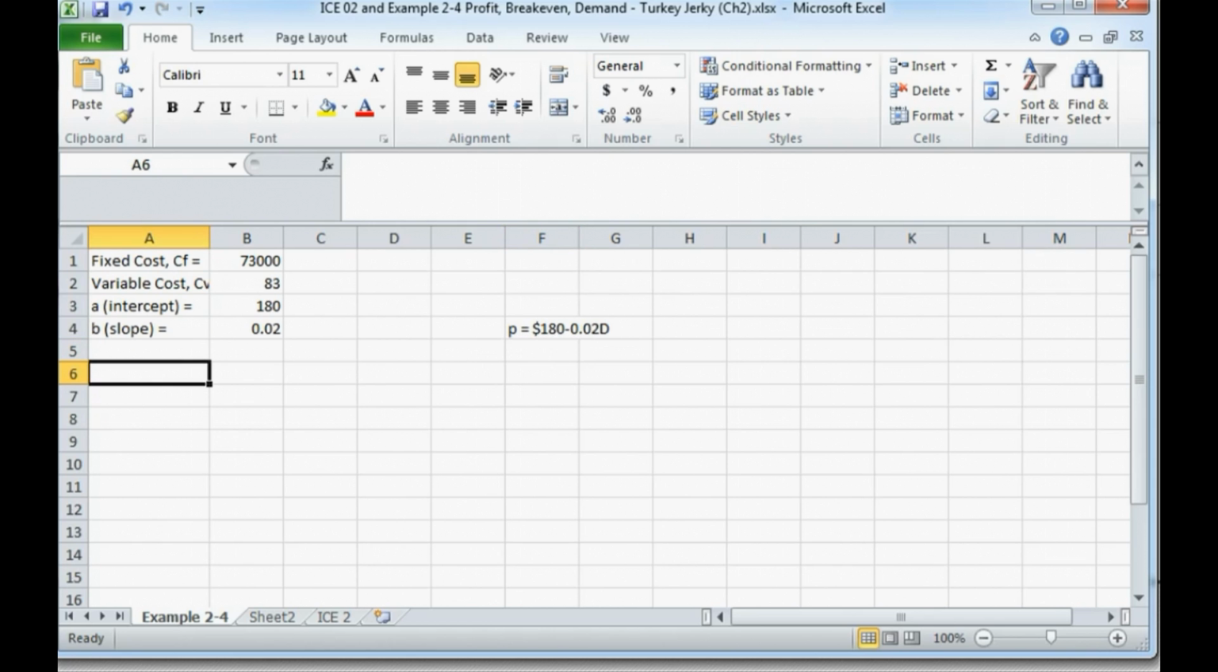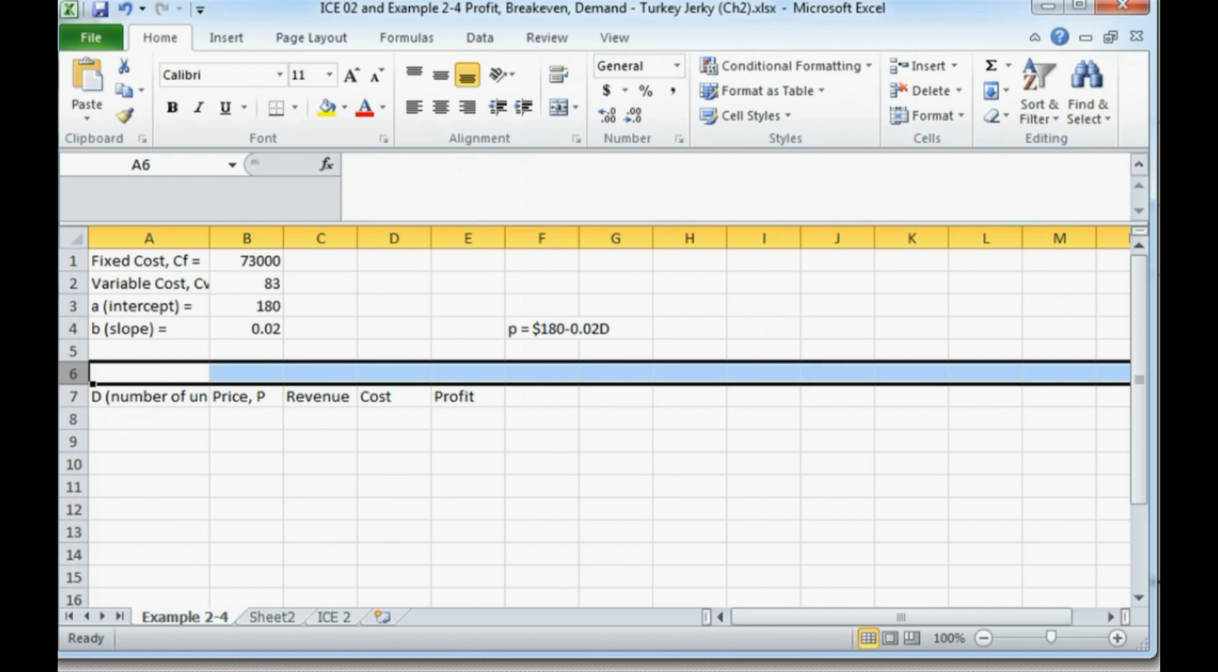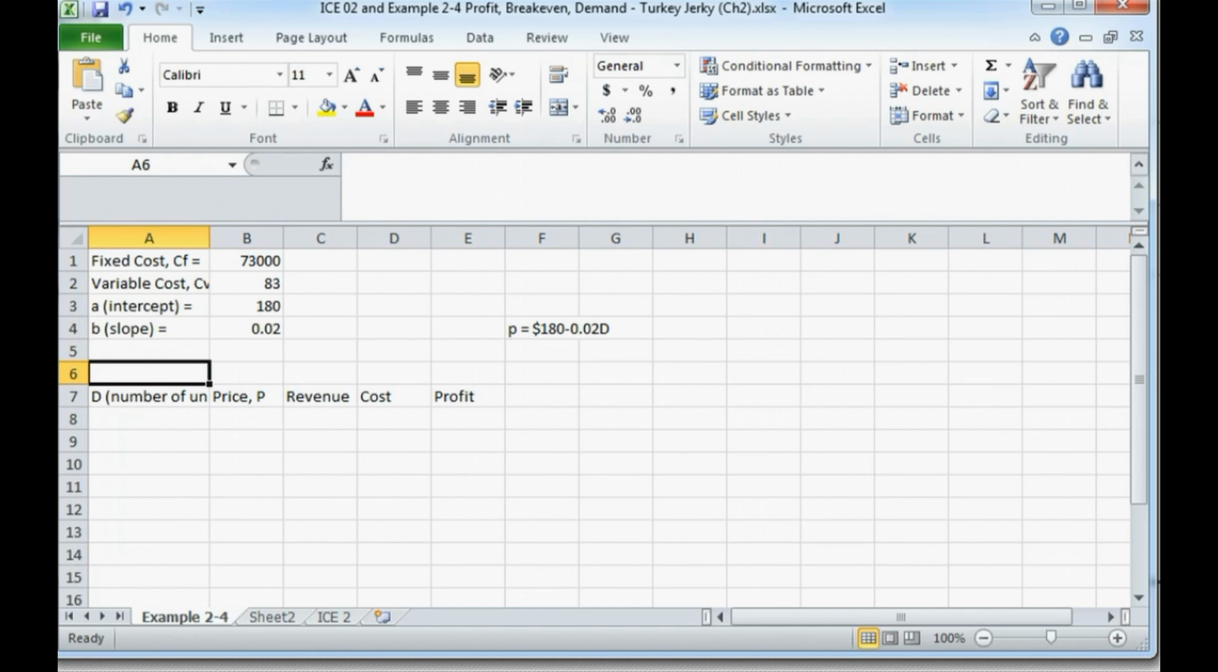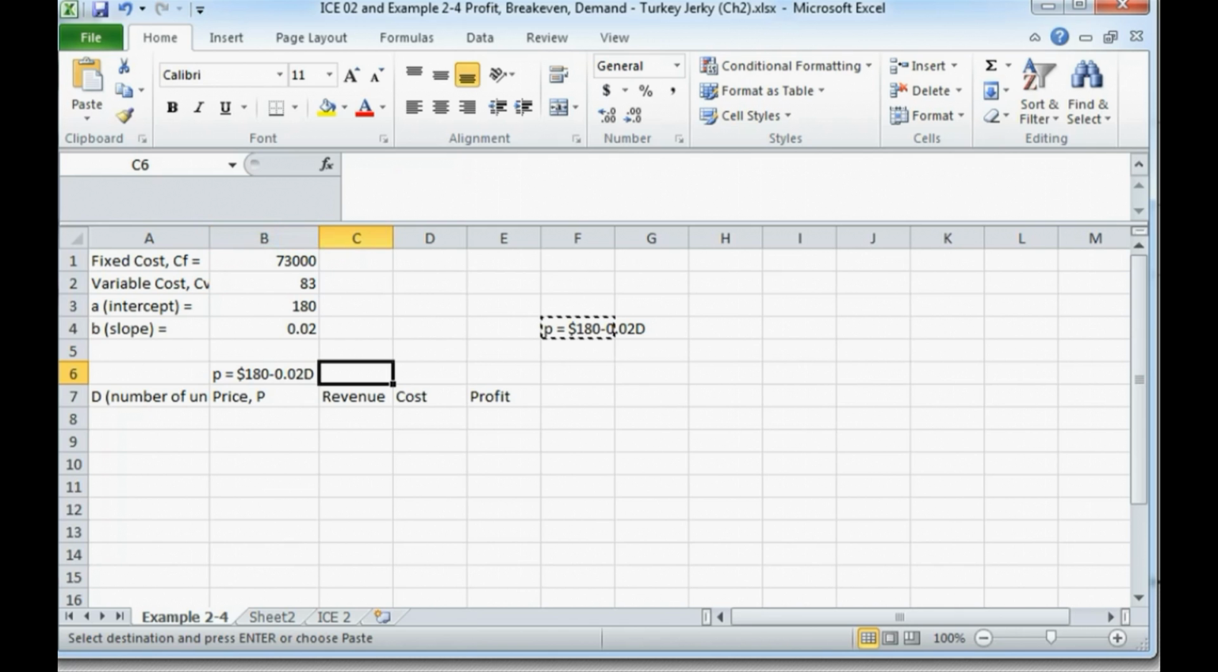All right. So to set up a graph, I want to have D, which is the number of units sold, price, P, revenue, cost, and profit. So what are the formulas for each of those? Let me just insert another line. Okay, the formula for the price was 180 minus 0.02D. I pasted in the formula there for the price. Revenue, the formula for that is price times demand.